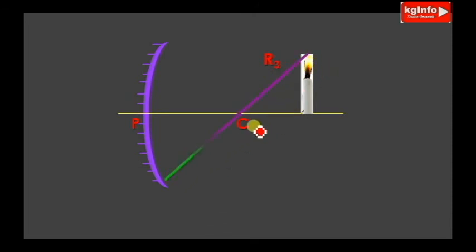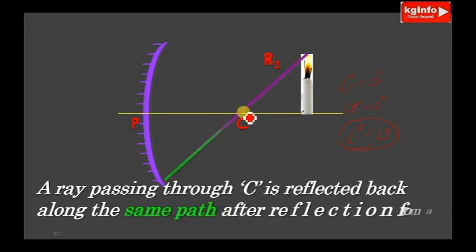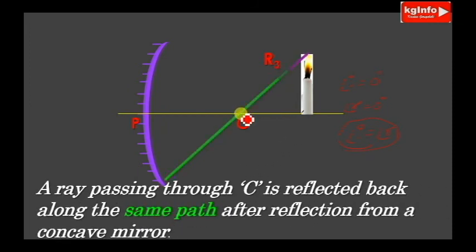Why does it reflect back along the same path in the opposite direction? Because here angle I equals 0 degrees, and if angle I equals 0, then angle R is also 0 degrees, because this is a normal ray. So angle I equals angle R at this position, and the ray reflects along the same path in the opposite direction. This is another possible ray diagram. A ray passing through C is reflected back along the same path after reflection from a concave mirror. Okay, now the last possible ray is R4.